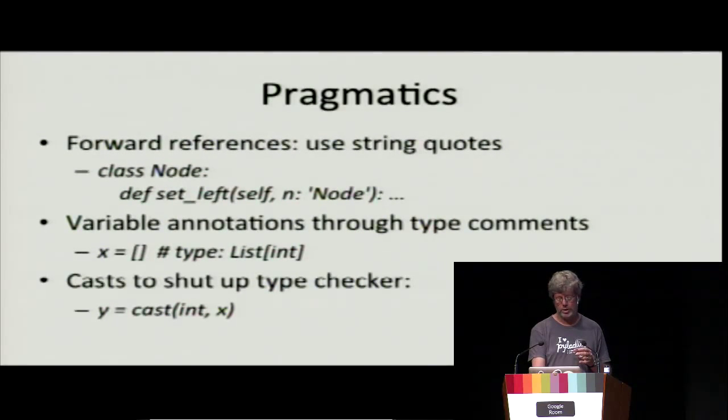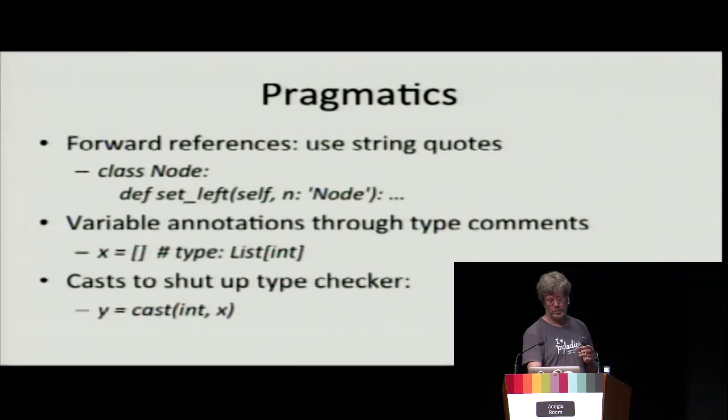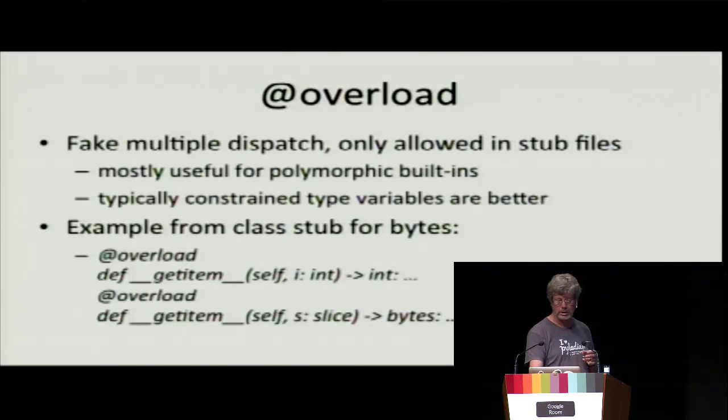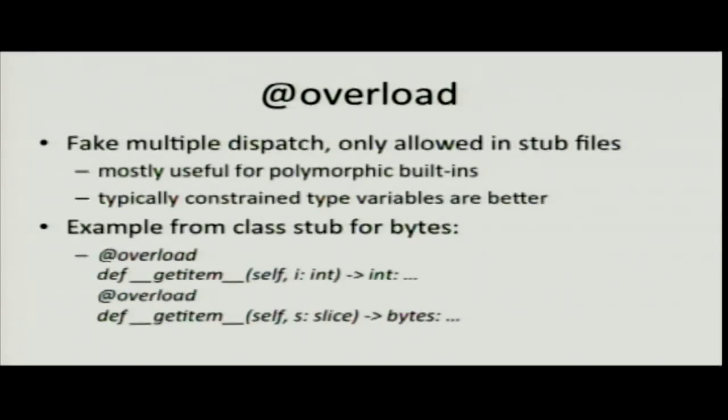There are also some cases where you want to annotate variables, especially class variables that are used as instance variable defaults. This is very useful. We have a type comment for that, and there's also a cast function, if you somehow need to tell the type checker, everything's okay, don't worry, little guy. So stub files have a PYI extension. The bodies in the stub file contain literally three dots. In stub files, you can define overloading, which is also something I'm going to skip explaining.